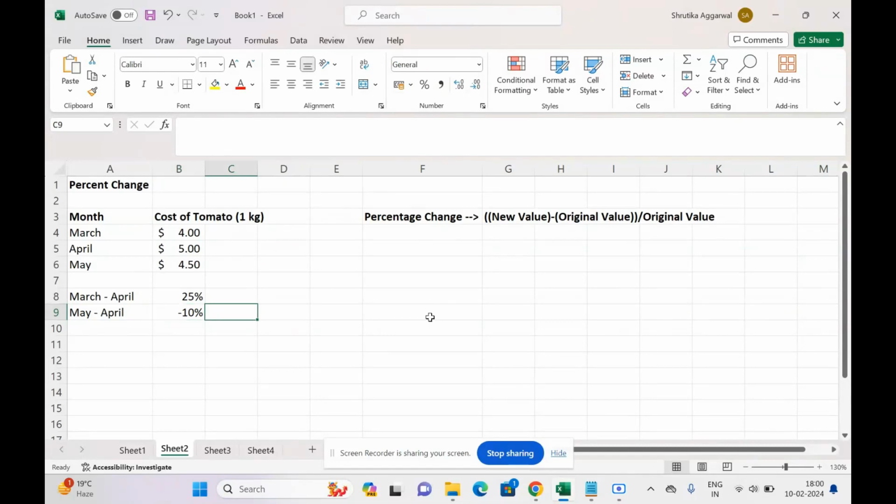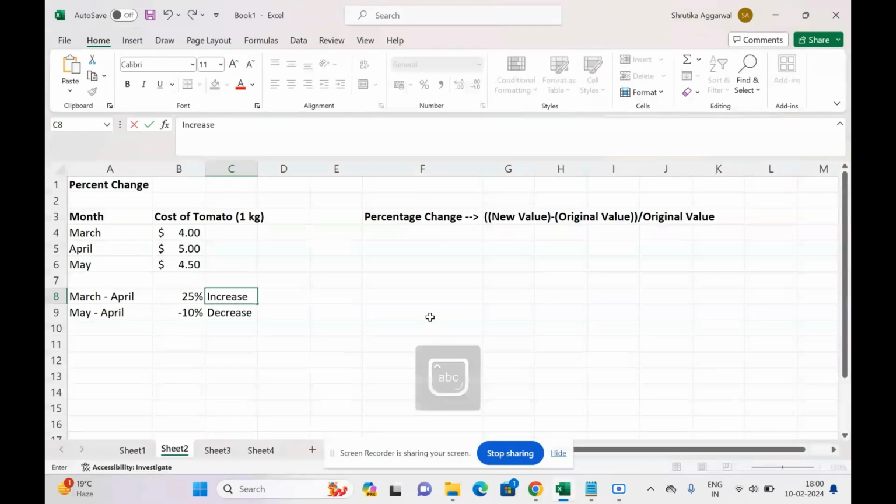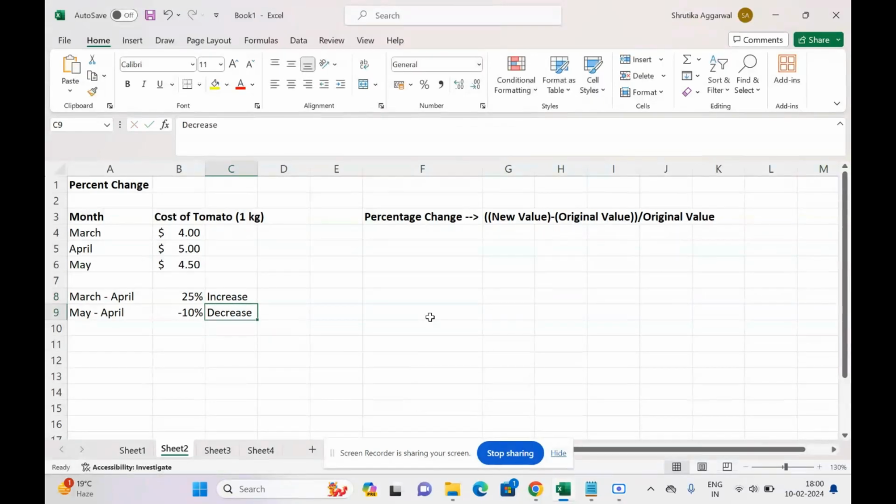So you can also say this is decrease in percentage, and this is increase in percentage. So this was the second scenario where we could calculate the percentage change between two numbers. And the percentage change can be positive and negative. That means it can increase or it can decrease also. And this is the formula we use for percentage change. Now let's come to the third scenario.